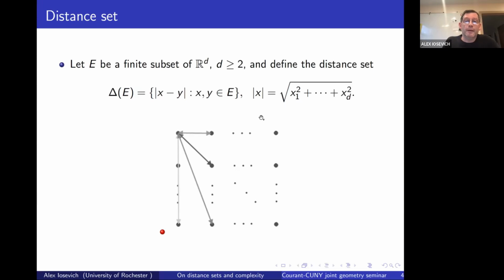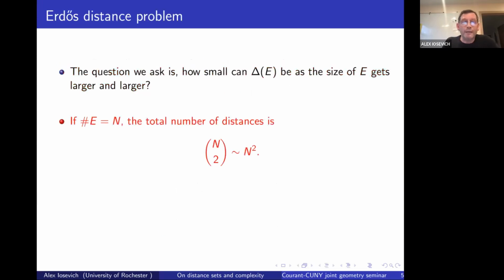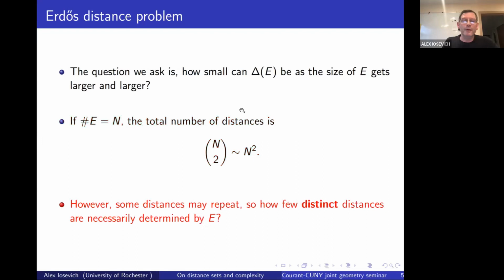Now it's pretty clear that the total number of distances is n choose 2. Okay, it's not pretty clear, it's very clear. However, these distances may repeat. And this area is called extremal combinatorics, or as was put to me once, man bites dog combinatorics. We're not looking for a generic example. We are looking for an extreme example. So what is the smallest possible number of distances determined by a set of size n?